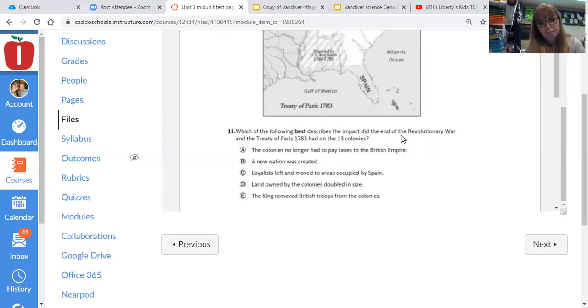Number 11. Which of the following best describes the impact that the end of the Revolutionary War and the Treaty of Paris of 1783 had on the 13 colonies? Choose the best two answers. A, the colonies no longer had to pay taxes to the British Empire. B, a new nation was created. C, loyalists left and moved to areas occupied by Spain. D, land owned by the colonies doubled in size. E, the king removed British troops from the colonies. Best two answers.